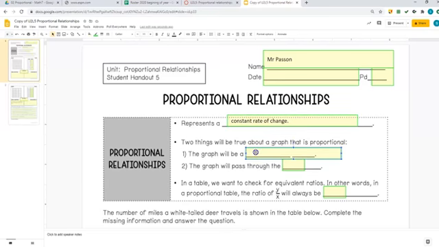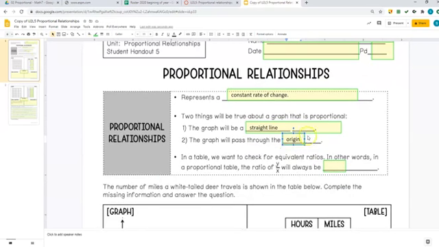Okay? Now, two things will be true about a graph that is proportional. The graph will be a straight line, and the graph will go through the origin. Okay? Now, we're going to check this out, and we're going to look at some of the reasons, but let's think about what's going on in the background here.